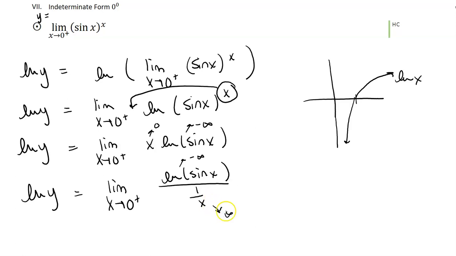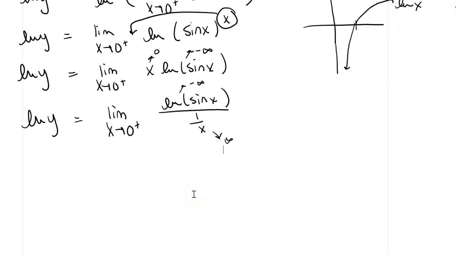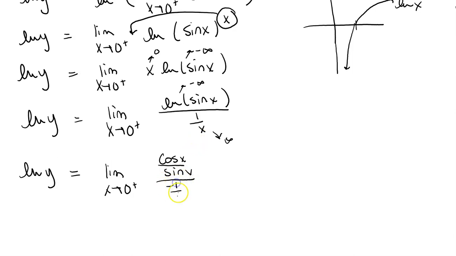So now we can use L'Hopital's rule to get the next version of the limit. The natural log of sine of x, the derivative of that would be cosine of x over sine of x. And the derivative of 1 over x is negative 1 over x squared. So that's what L'Hopital's rule gives us.